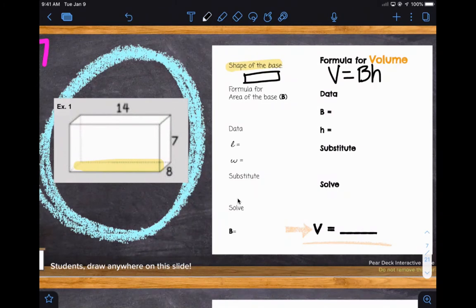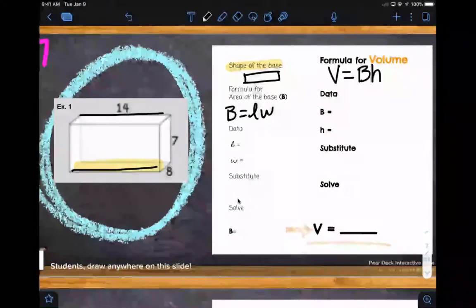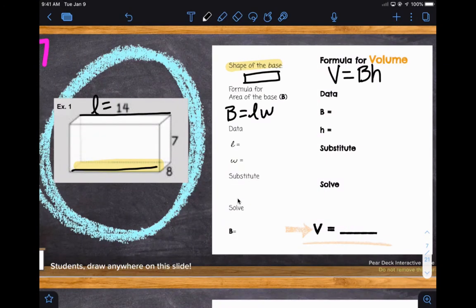And so the formula to find the area of the base is length times width, right? So the length here is this one, which I think is equivalent to this. So I'm going to use this as the length. The width is this part, so I'm going to use 8. And so I'm going to substitute big B equals 14 times 8. So 8 times 4, 32. 8 times 10, 80. 80 and 32, 112.